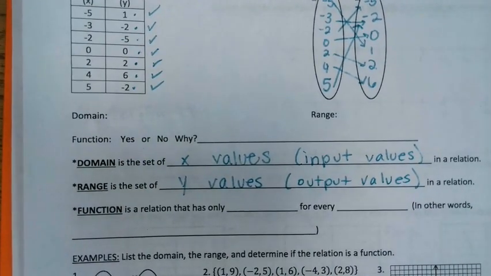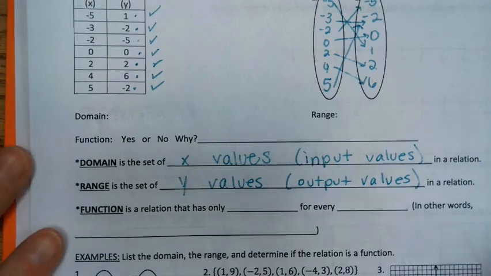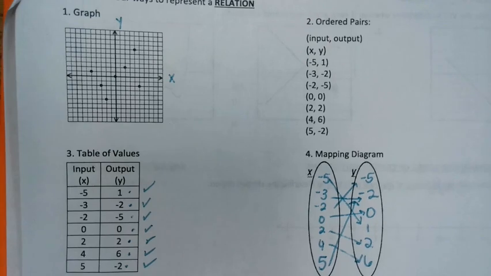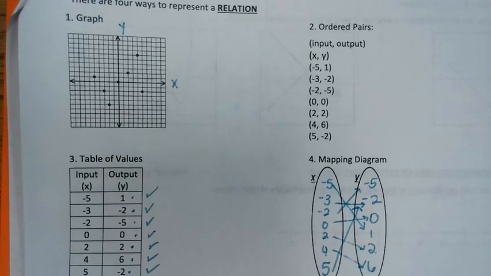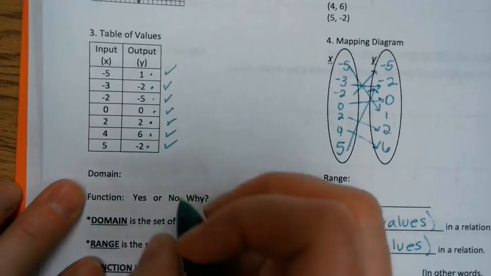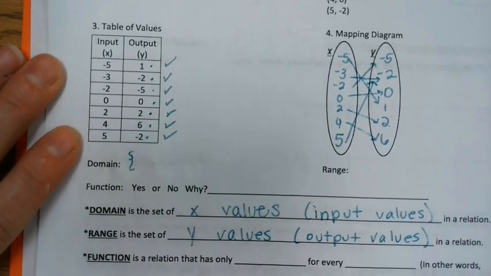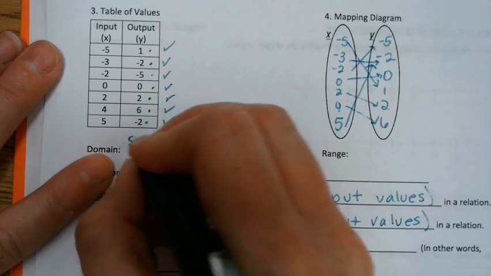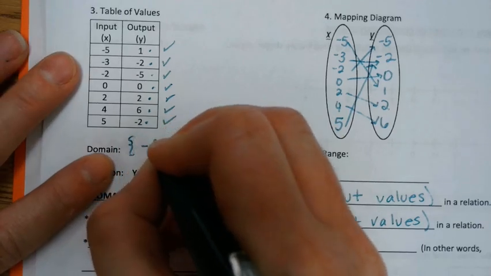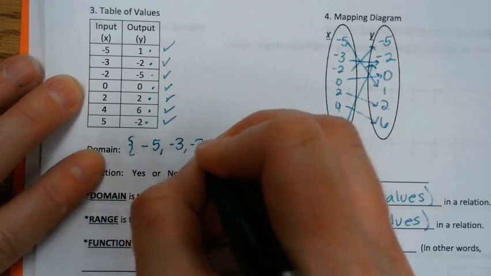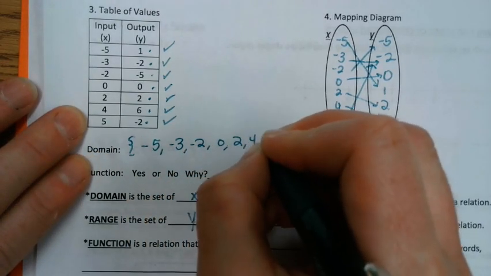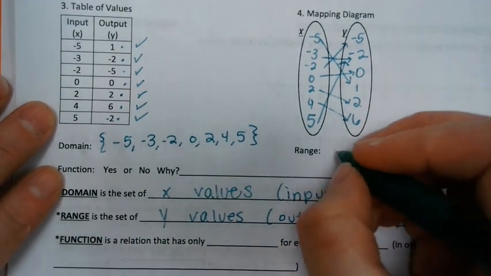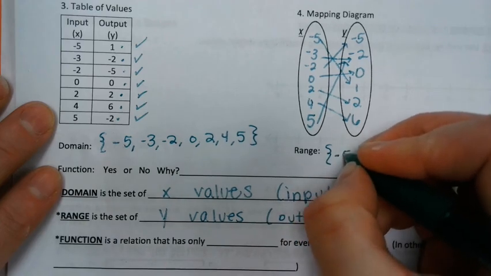So let's go ahead and find what the domain is of this relation, which, if you noticed, these are all the same. It's the same relation represented 4 different ways. So the domain is the set of all x values. So we do it with interval notation, set builder notation, which is these little squiggly braces. So we're going to start with the smallest number. So -5, -3, -2, 0, 2, 4, and 5. And then our range is our y values, listed in order from least to greatest.